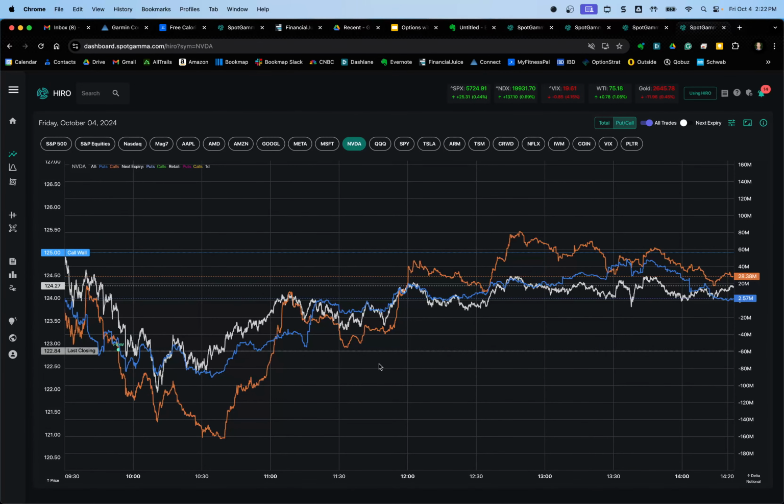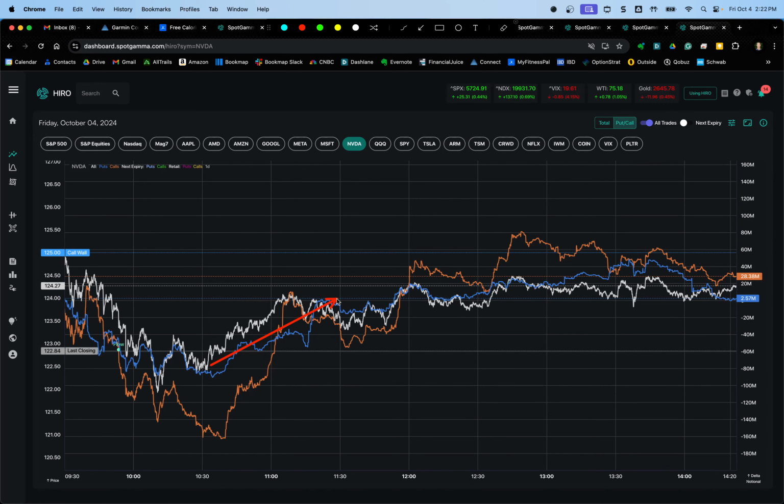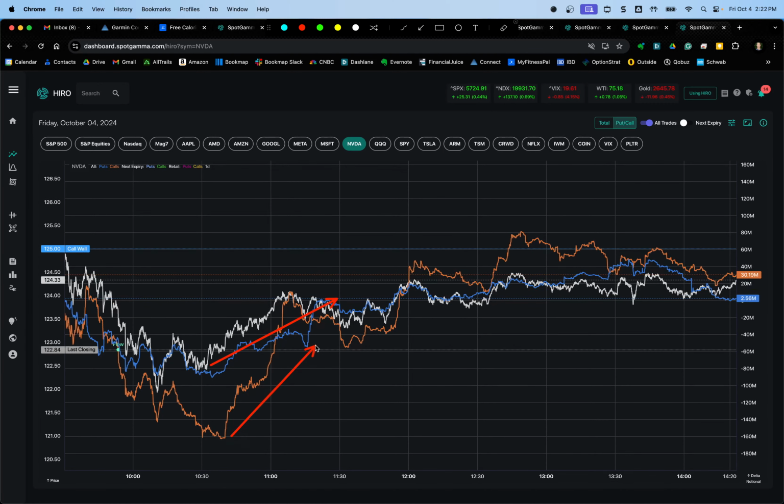Then right around 10:30, traders start selling puts. A couple minutes later, start buying calls. Price moves higher. Looks like trying to make its way back up to the 125 call wall. Let's go take a look at Bookmap.